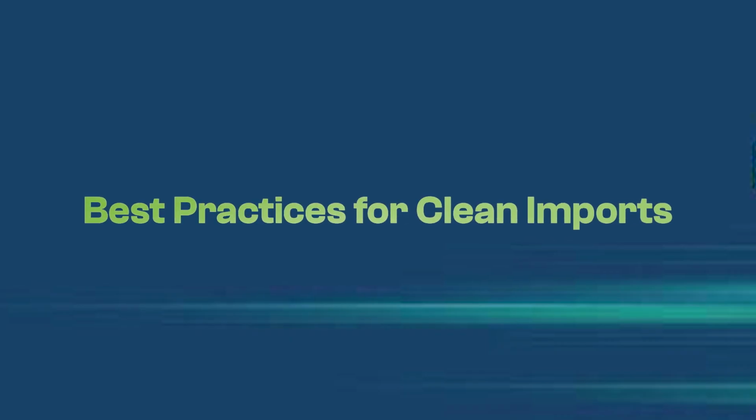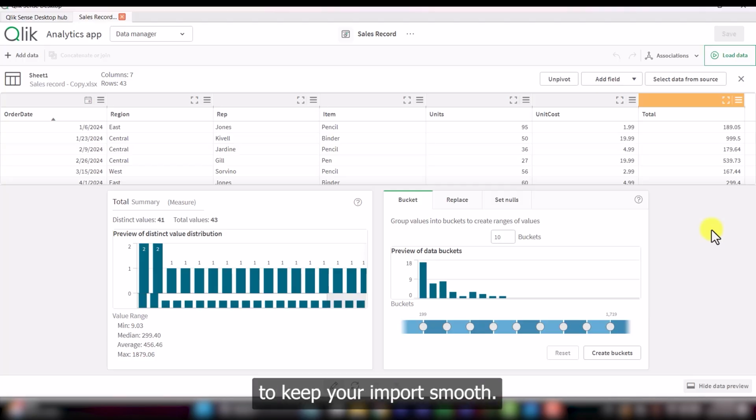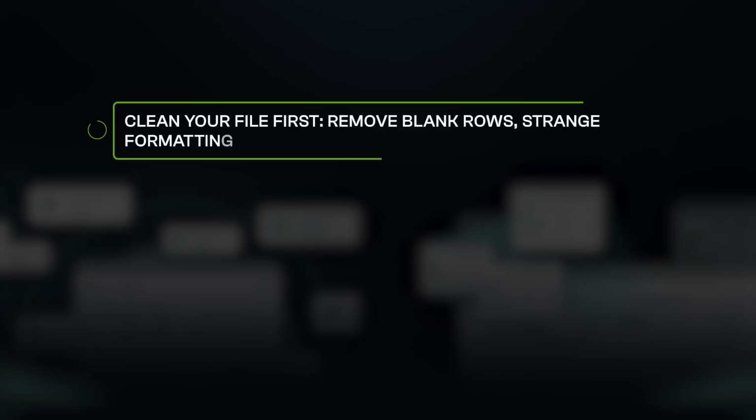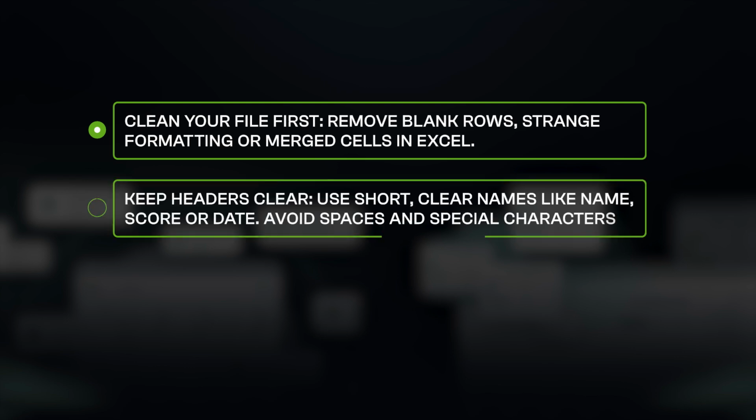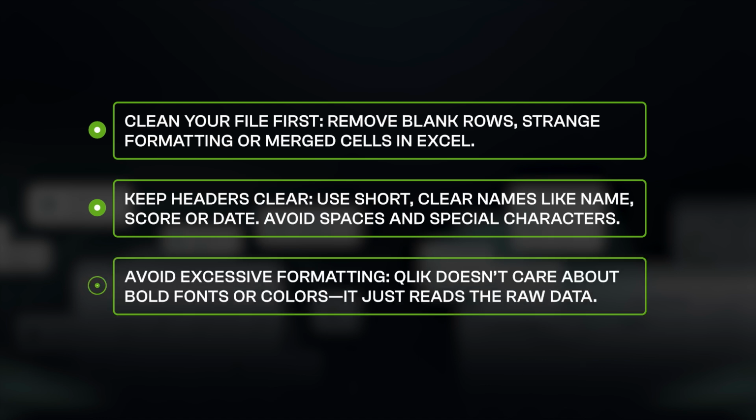Best practices for clean imports. Here are a few tips to keep your imports smooth. Clean your file first. Remove blank rows, strange formatting, or merged cells in Excel. Keep headers clear. Use short, clear names like name, score, or date. Avoid spacing and special characters. Avoid excessive formatting. Qlik doesn't care about bold fonts or colors. It just needs the raw data.